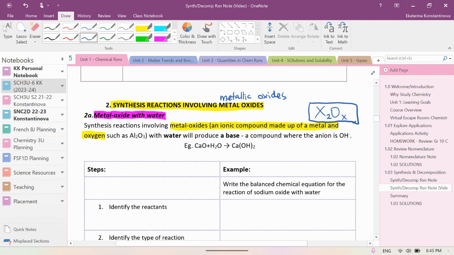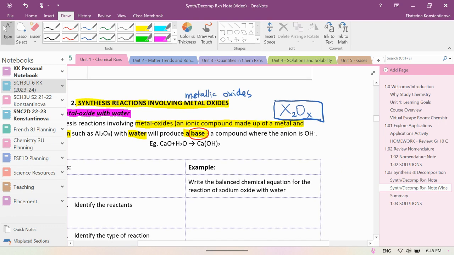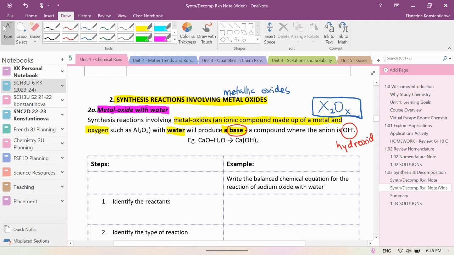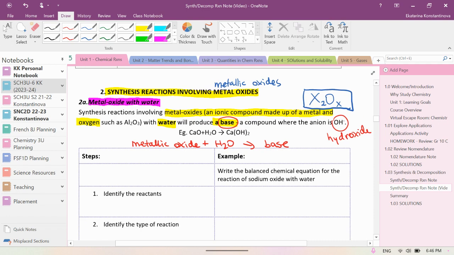That is the generic formula for your metal oxides. Make sure you're able to identify them. If I have a metal oxide reacting with water, it will produce a base, the compound where the anion is OH minus. If you recall your polyatomics, OH minus is hydroxide. So in general, you're looking for some kind of metallic oxide plus water, and it will produce a base. This is a synthesis reaction, and we'll take a look at how that happens.